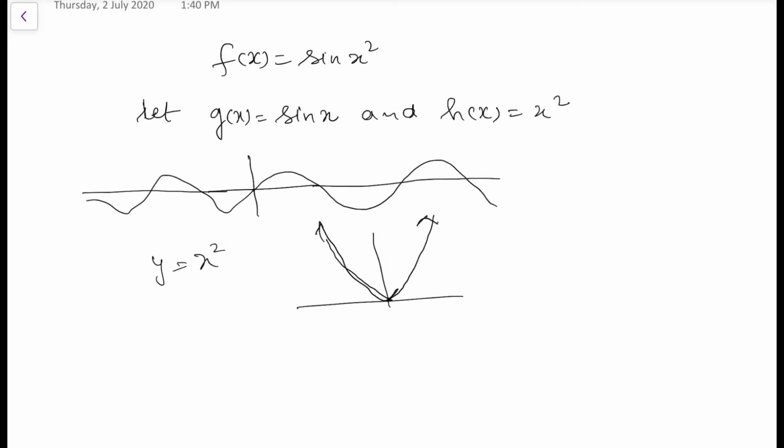So g of h(x), as h(x) is continuous everywhere in its domain, g(x) is also continuous because it's the sine function. So g of h(x), that is sine of x square, should also be continuous function.